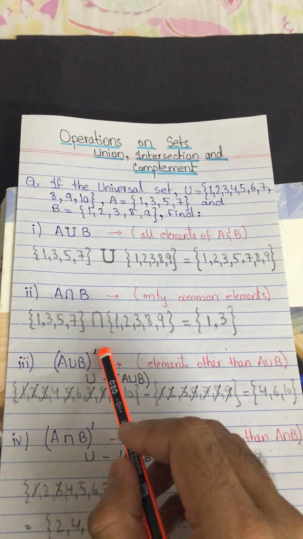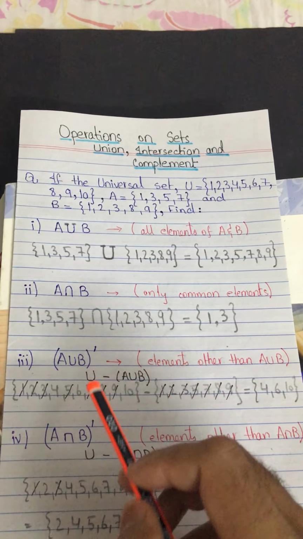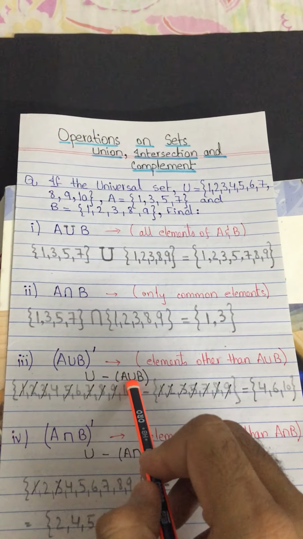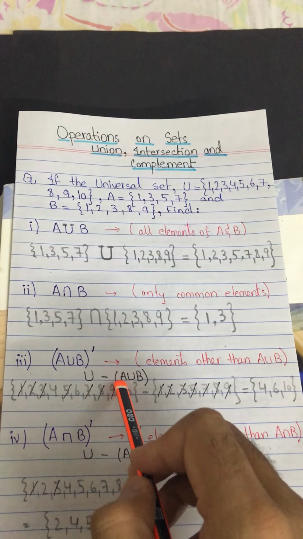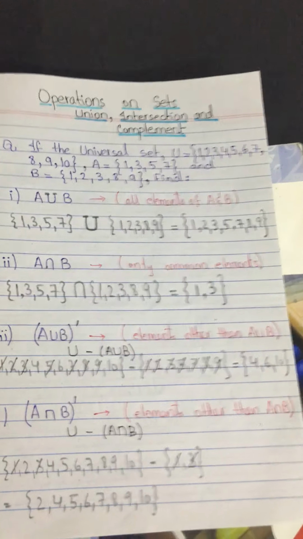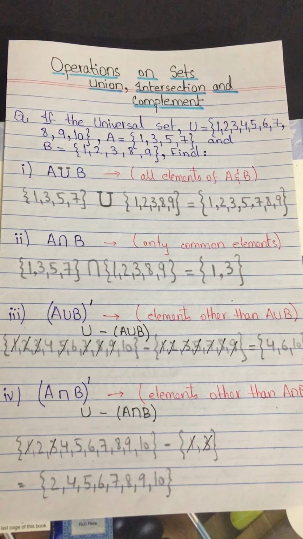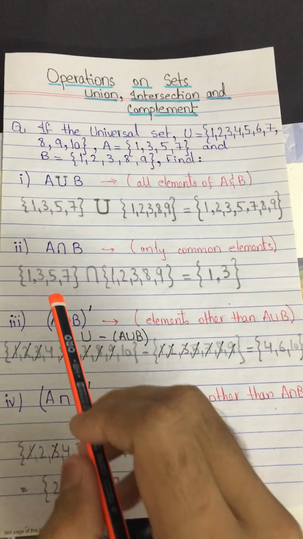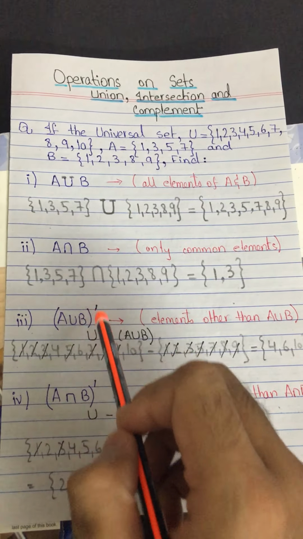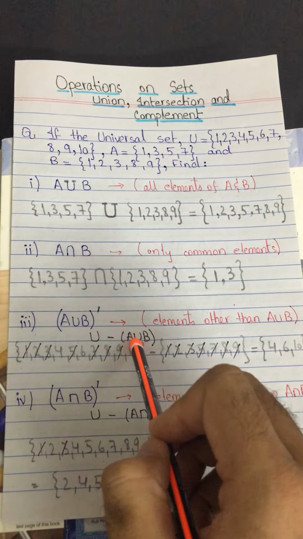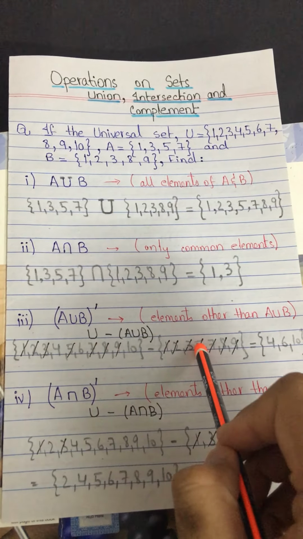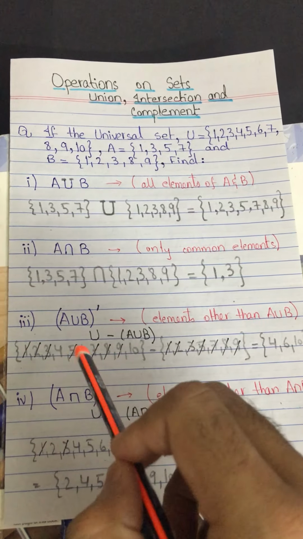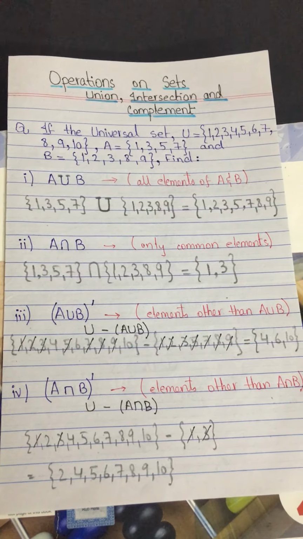So whenever you are asked to find complement, you just need to use this formula, universal minus A union B. If you want to find out A complement, then you will use the formula U minus A. If you want to find the answer of B complement, then use U minus B. Since we have to find A union B whole complement, we use the formula universal minus A union B, and I wrote all the elements and just cancel out the common elements, and the remaining will be the answer of my third part.